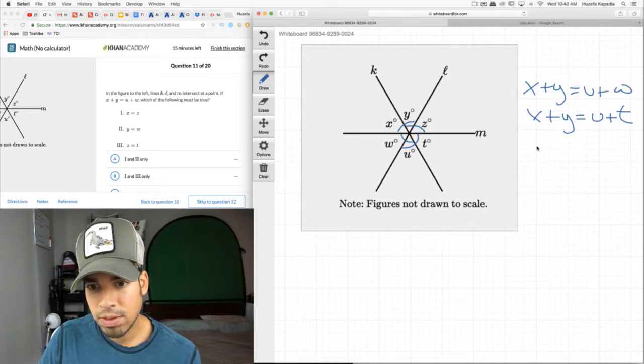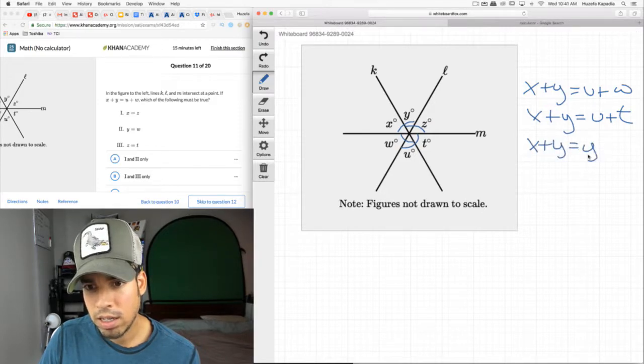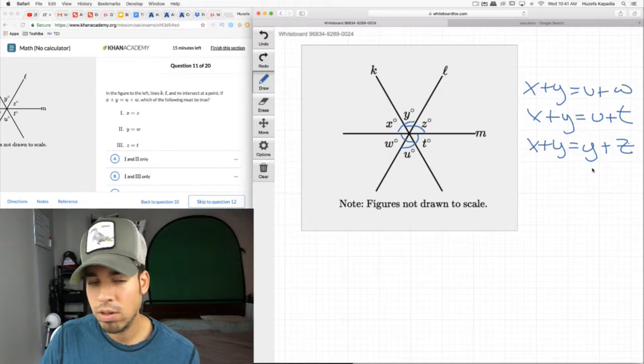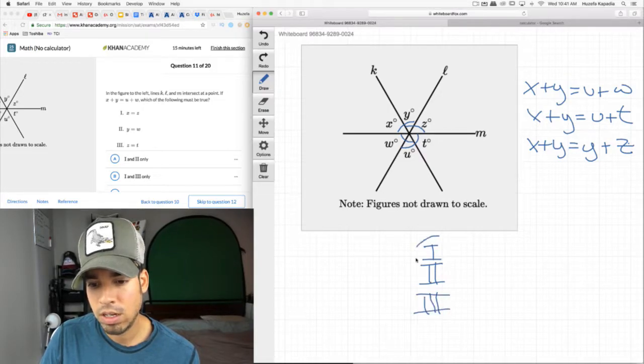We also have x plus y equals y plus z. This tells me that z and x are equal. Hey, that's one of them. So of 1, 2, and 3, this one's true.